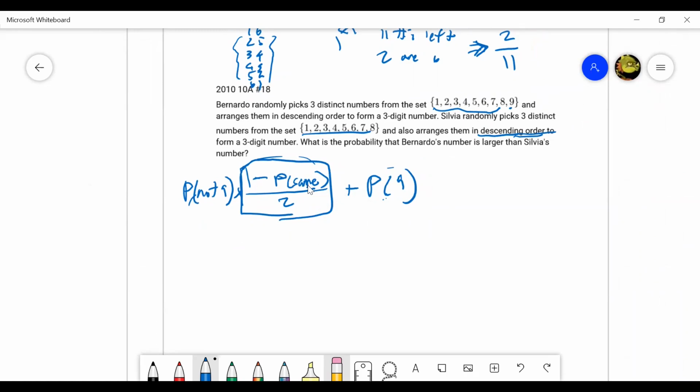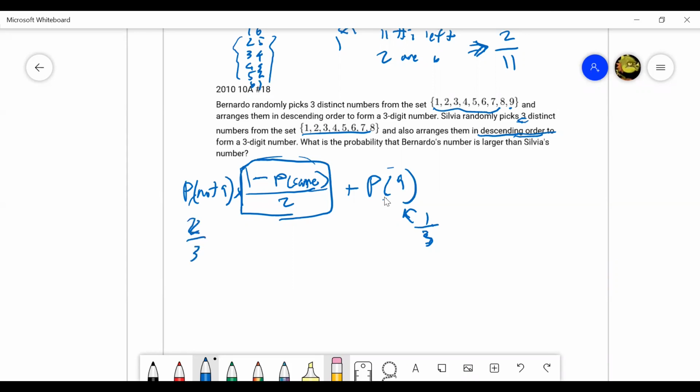I guess I can solve this. This P of 9 here is equal to 1/3. This is because he chooses 3 numbers and there are a total of 9 numbers. If he chooses 3 numbers, 9 has a 1/3 chance of being there, because it's just 3 over 9. There really isn't any complicated way of saying it, but that's just it, if that makes sense.